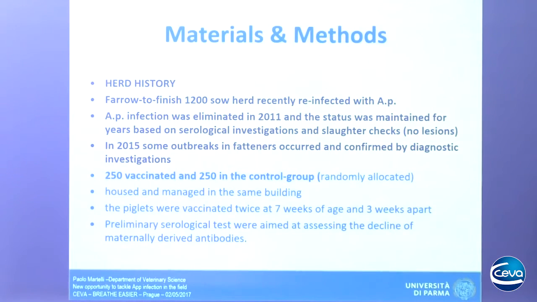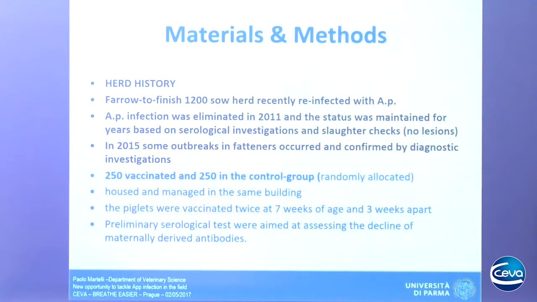Okay, and at that point, 2,050 vaccinated and 2,050 non-vaccinated control pigs were allocated to the two different groups. The two groups were housed in the same building, in the same pens. They were individually identified according to the group. Okay, the piglets were vaccinated twice with the first vaccination at 7 weeks of age, and the second one, the booster vaccination, 3 weeks apart.